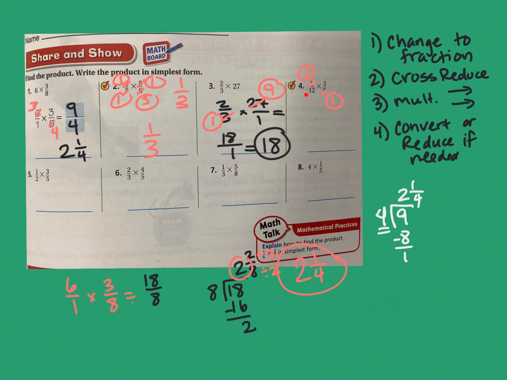How about this way? 3 and 12. Well, 3 divides into both 3 and into 12. 3 divides into 3 once. 3 divides into 12. 3, 6, 9, 12, 4 times.